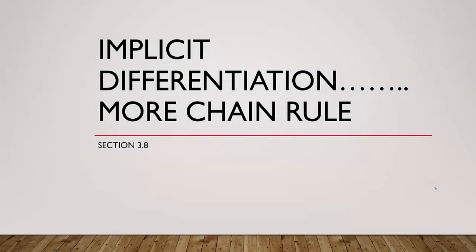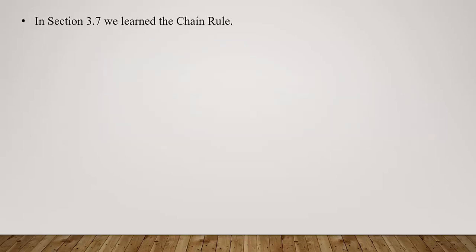All right, folks, our next section, section 3.8, the book titles it Implicit Differentiation, and I give it the subtitle that it is nothing more than more chain rule. So we learned the chain rule in section 3.7, and at that time I stressed how important it was to master the chain rule and to get a good grasp of it.